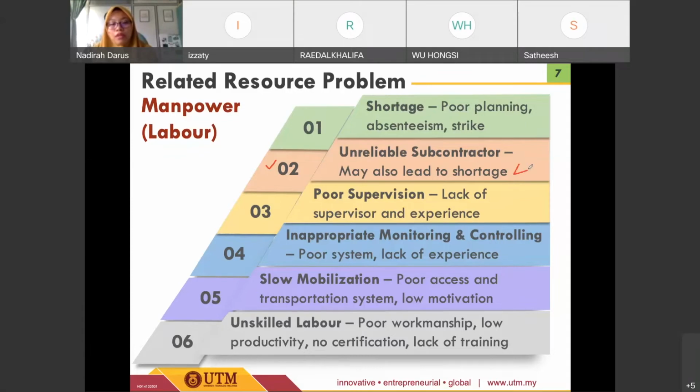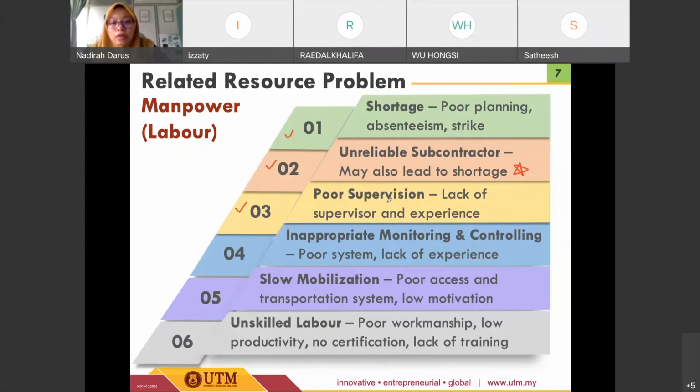So that all of this will not affect our planning, will not affect our management for the resources. Okay. So the other factor, the third one, is poor supervision. Poor supervision by the respective supervisor will also lead to problems related to the resources. Okay. Especially the labor. So the general level usually will have the leader, or we can call them supervisor.